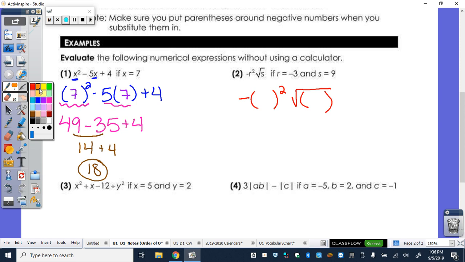So now we plug in. For R, we're going to put in negative 3. And then for S, we're going to put in a 9. So again, this right here is our square root, so that's going to happen at the same time as our exponents. So negative 3 squared means it's negative 3 times negative 3. So that becomes positive 9.